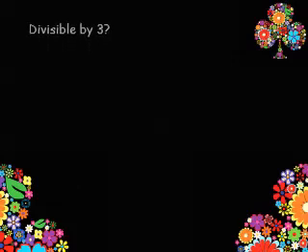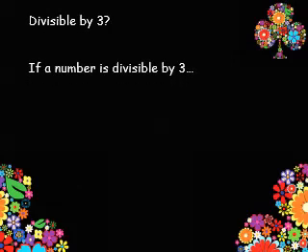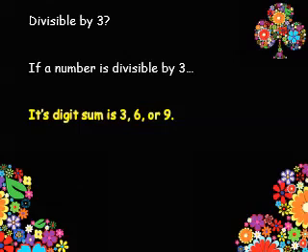Well, in order to know that a number is divisible by 3, what you have to do is to add the digits of the number. So you have to add the digits of this number. If the digit sum is 3, 6, or 9, then this number belongs to the multiplication table of 3.